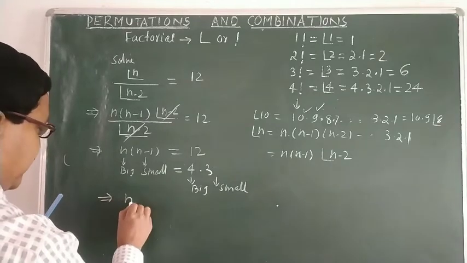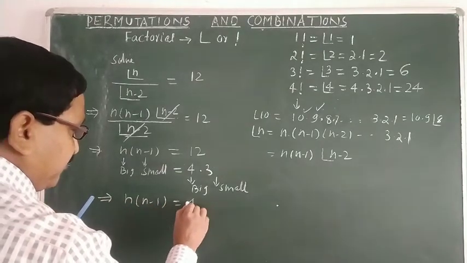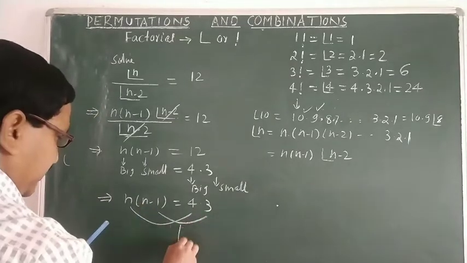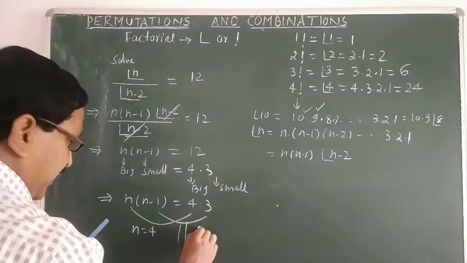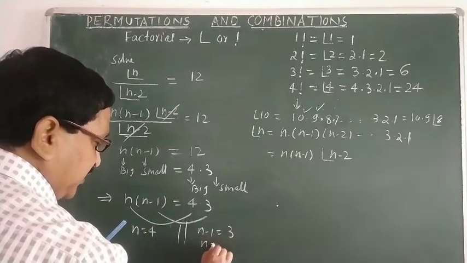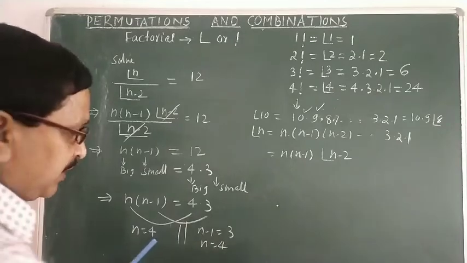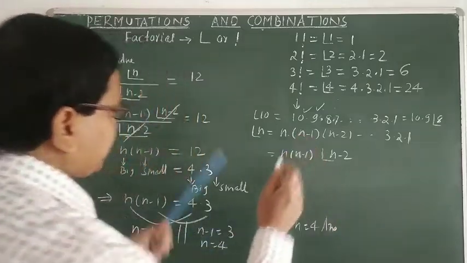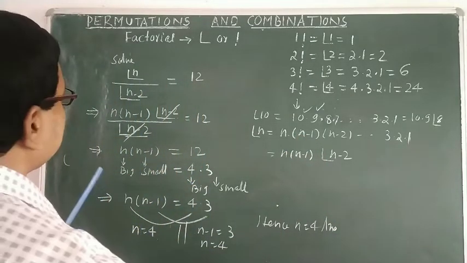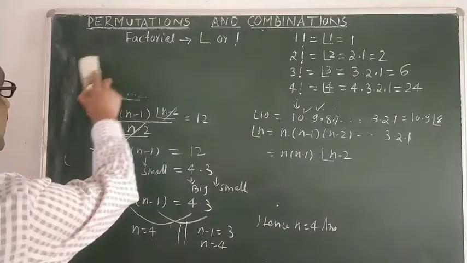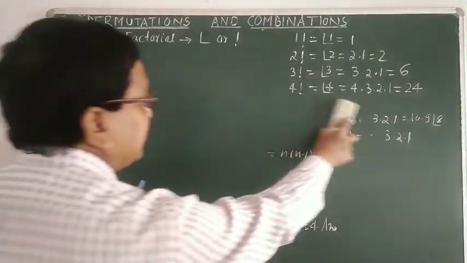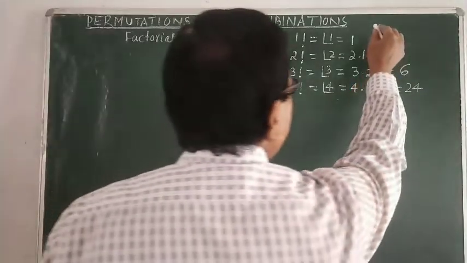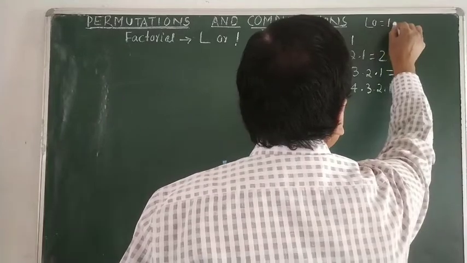Now this implies n into n minus 1 is equal to 4 into 3. So by comparison, n is equal to 4 and n minus 1 is equal to 3. This is already giving n as 4, and hence n is equal to 4, the answer. So in this way we can do the problems of factorials, solving equations. Taking one more example. Now one more thing, students, the proof will be given later on. Factorial 0 is 1. Remember.